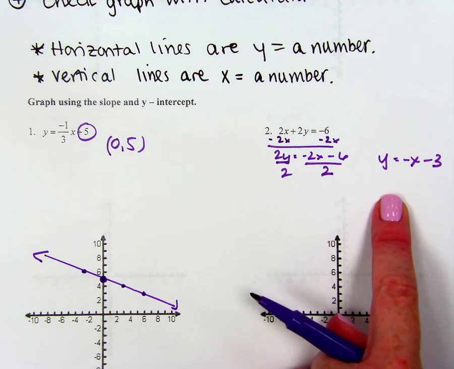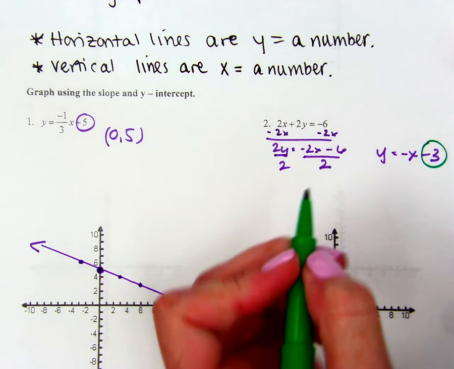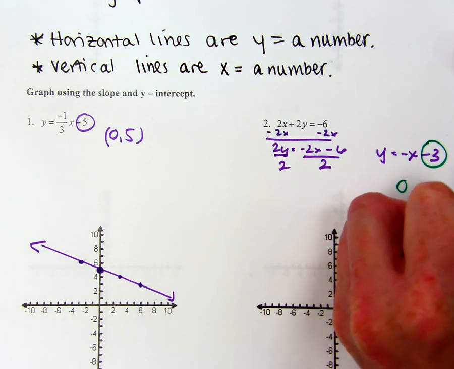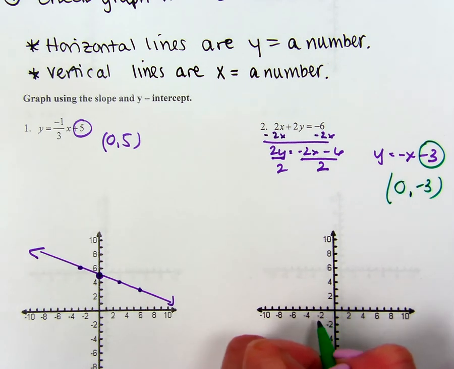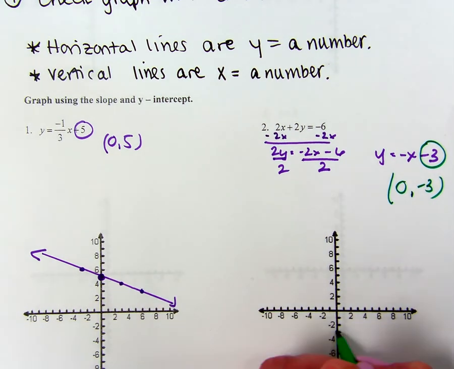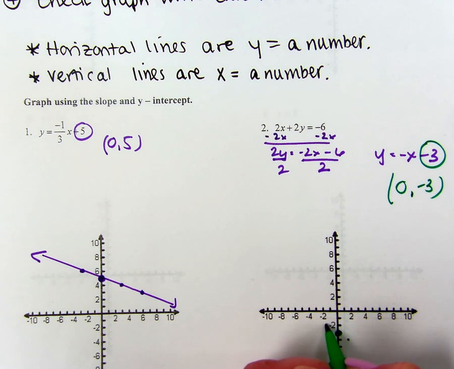First thing I'm going to do is start with my y-intercept. I'm going to look up at my b there, and my ordered pair will be (0, -3). So I'm going to go left or right 0, and I'm going to go down 3. Here's my y-intercept, and now I'm going to look for my slope. My slope is -1 over 1. So I'm going to go down 1, over 1, and up 1, to the left 1.